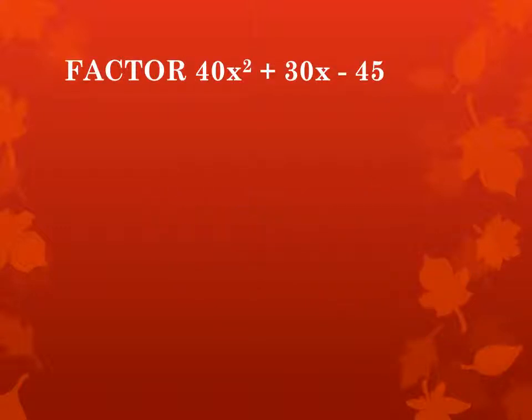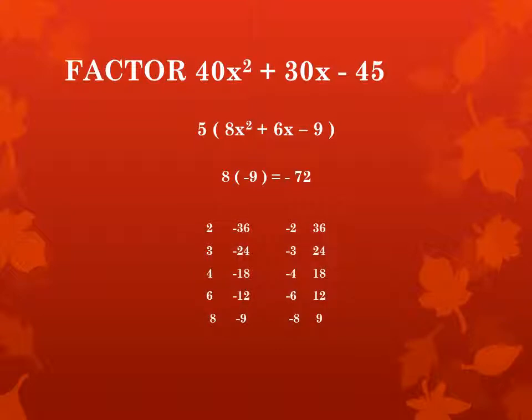Our last example is factor 40x squared plus 30x minus 45. In this equation, we have a 5 that can be factored out at the beginning. So, we have 5 times 8x squared plus 6x minus 9. Now we can multiply our a and c term to get negative 72. Our next step is to list all the factors that multiply to be negative 72 and find the pair that add up to positive 6. Our two factors are negative 6 and positive 12.